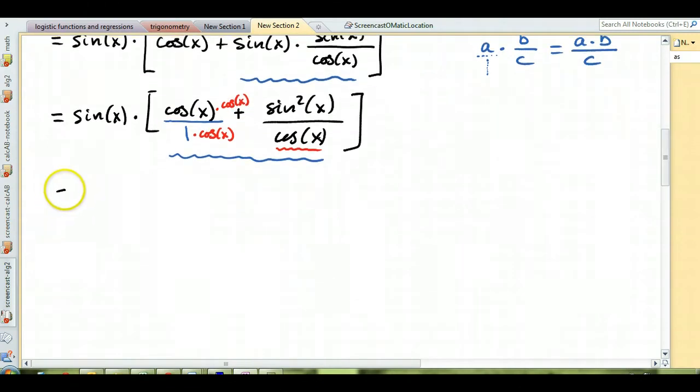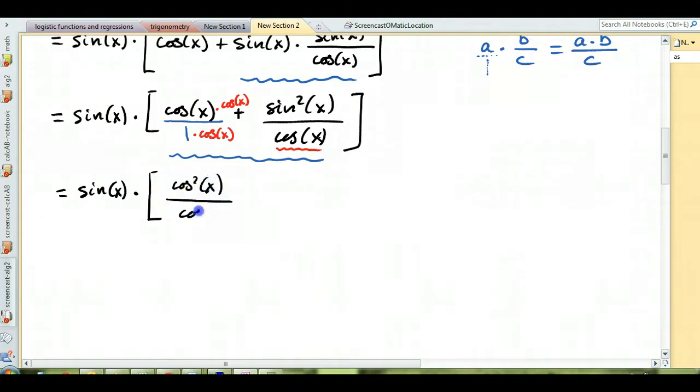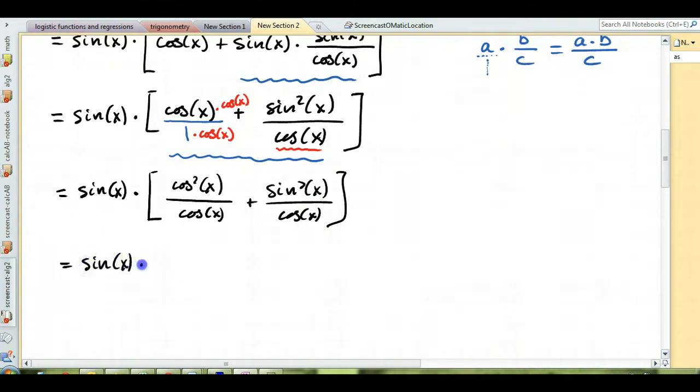So, let's see what we have. We have sine x times, all right, what's going on right here at the top? You got the cos square x over cos x plus sine square x over cos x. Well, I have the same denominator. That's what I just did before, right? So, of course, I can rewrite the sum as one fraction. Actually, right here, I really don't need the bracket anymore, but I'm going to keep it. Okay, as one fraction with the same denominator. And at the top, you have cos square x plus sine square x.